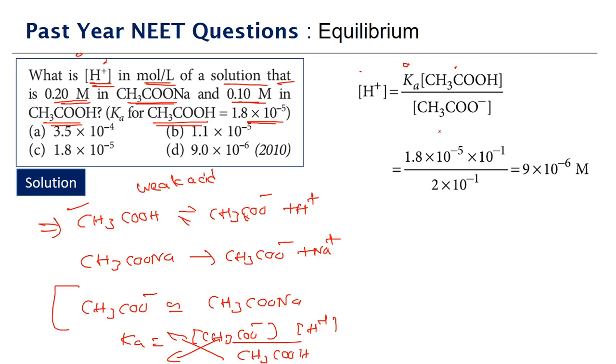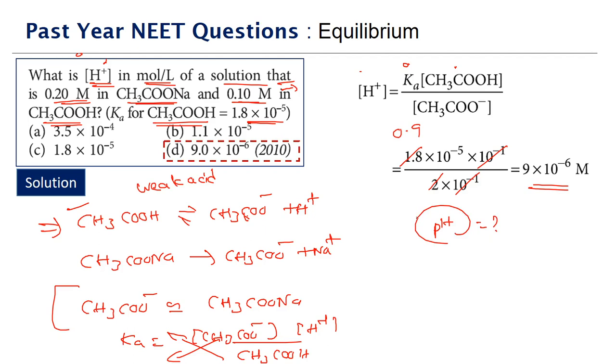So Ka is 1.8 into 10 power minus 5, into the acid concentration, which is 0.1, so 10 power minus 1, divided by the salt concentration, which is 0.2, and 0.2 can be written as 2 into 10 power minus 1. So this is cancelled. What we will have is 0.9 into 10 power minus 5, or in scientific notation, 9 into 10 power minus 6. So that is the H plus ion concentration. We can even find the pH also, if there is a question asking us the pH. The correct answer for this is option D.